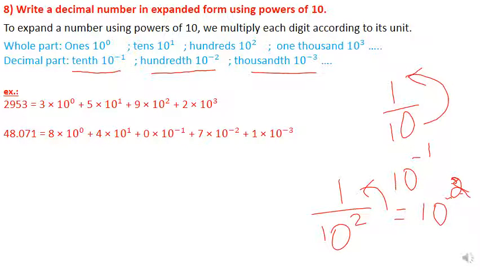So in this number, 2953, actually we don't have a decimal part. So it's 3 times 10 to the power 0 plus 5 times 10 to the power 1 plus 9 times 10 to the power 2 plus 2 times 10 to the power 3. So I just expand them digit by digit. Here, because I have a decimal part, the 0 is in the tenths, the 7 is in the hundredths, and the 1 is in the thousandths.